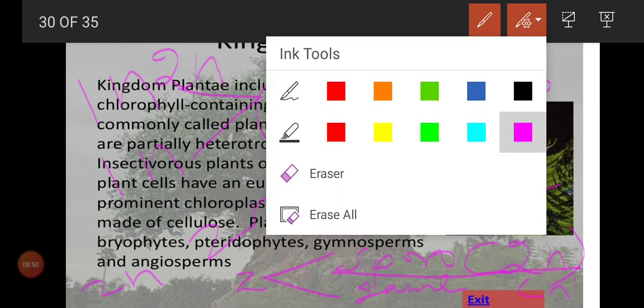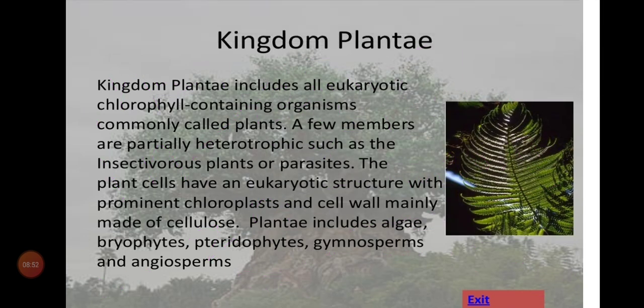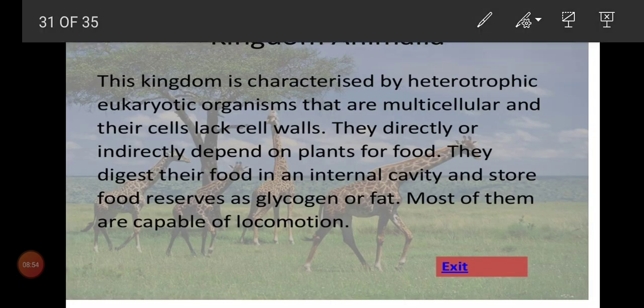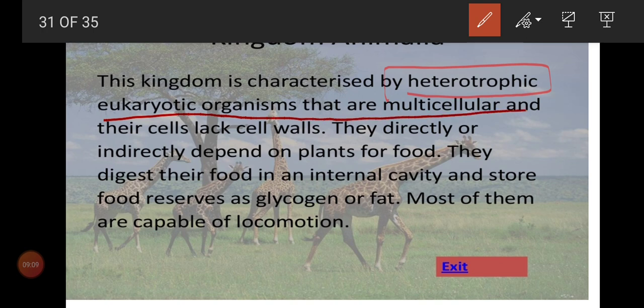Okay, next we'll move on to kingdom Animalia. So kingdom Animalia, what is the characteristic? We all know it has a heterotrophic mode of nutrition. Hetero means other, trophic means nourishment. So another mode of nourishment. So they are heterotrophic eukaryotic organisms that are multicellular. If it is unicellular, under what category would we keep it? The Protista category. So only if it is multicellular can we classify it under kingdom Animalia.